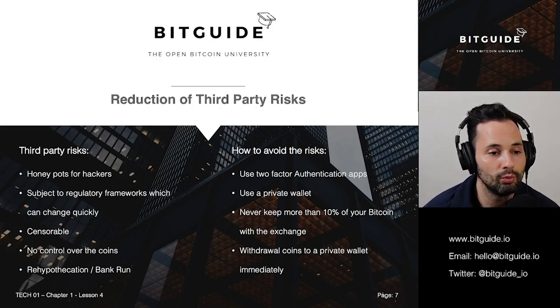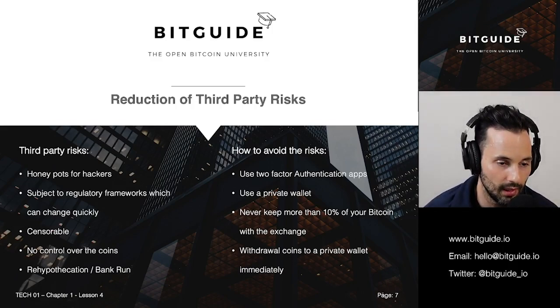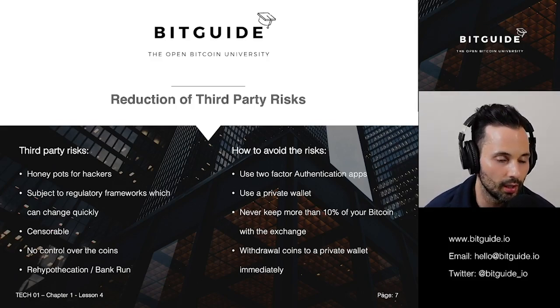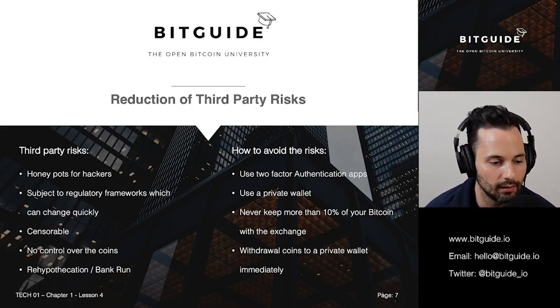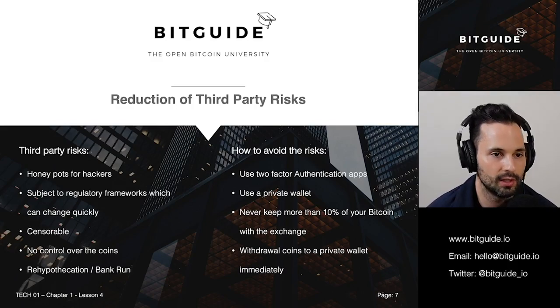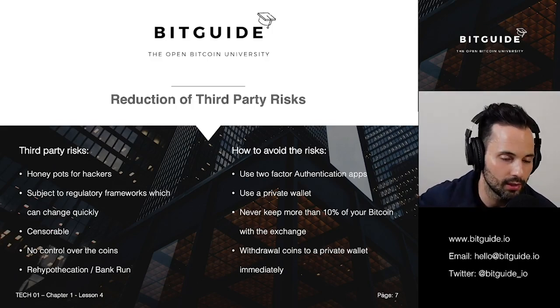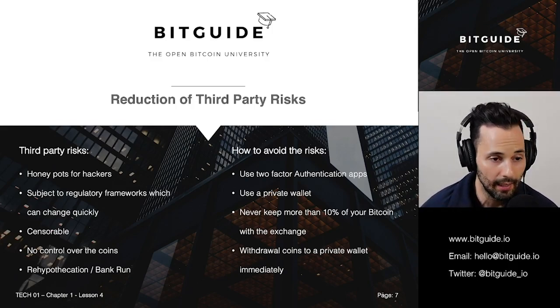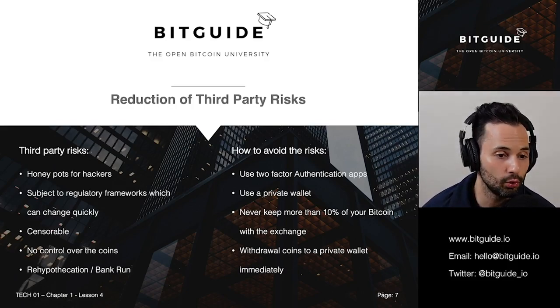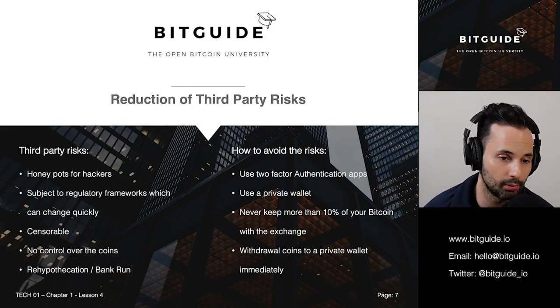And even if you use a private wallet, some people want to keep some of their Bitcoin on an exchange because, for example, you live on your Bitcoin and you want to be able to quickly exchange Bitcoin to fiat, or you want to take a loan using your Bitcoin as collateral and you need to use a custodial service. In that scenario you can do that, but I would personally not recommend putting more than 10% of your Bitcoin on an exchange.